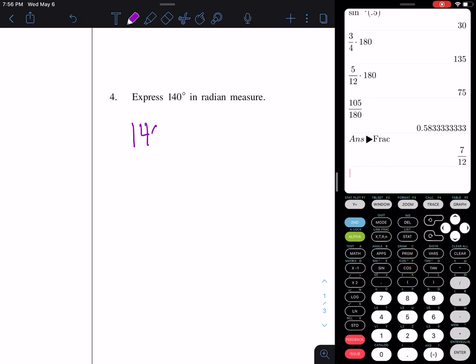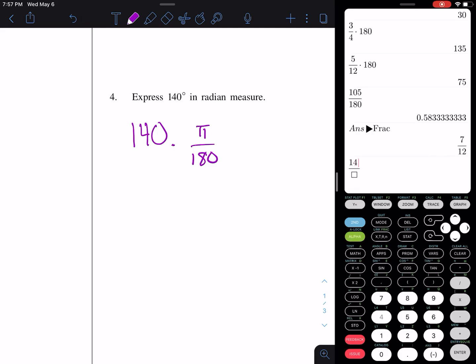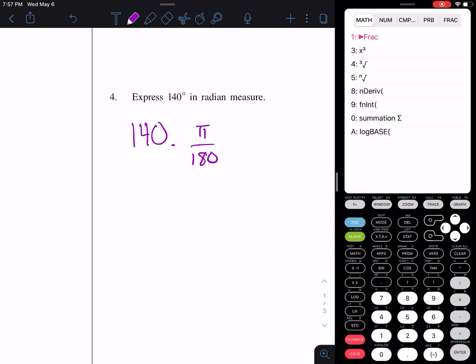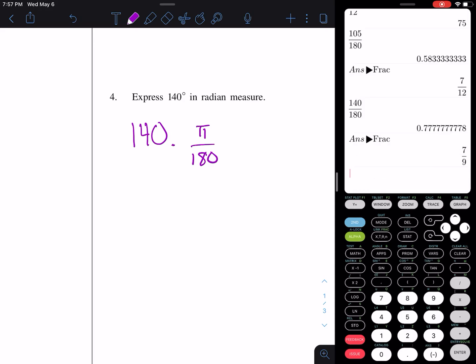Let's do 140. When we're doing this, again, we're trying to put it in radian mode. We're going to multiply by pi over 180. And again, I'm going to just simply put into my calculator 140 over 180 and hit enter. If your calculator doesn't automatically simplify that, it's just 7/9, and you tack on the pi up top, so 7 pi over 9, and that will be your answer.